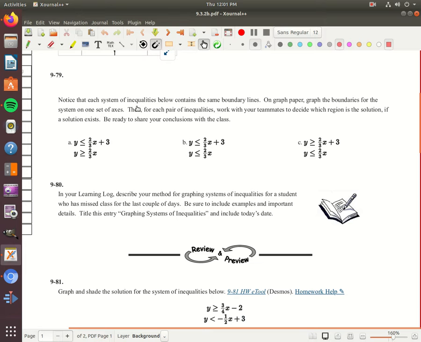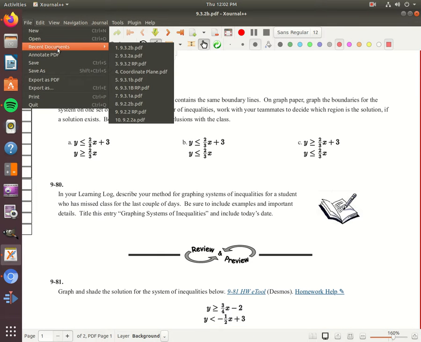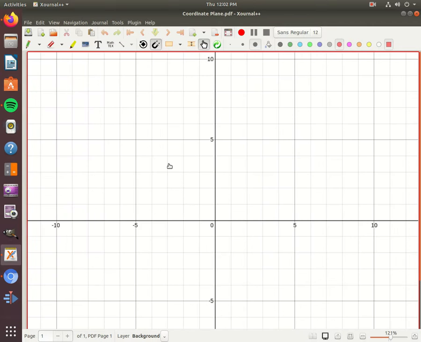So the last problem says, notice that each system of inequalities below contains the same boundary lines. So this is going to be similar to what we did in problem 931, where we had the same graph multiple times, and we just had to shade it differently depending on how they change the inequality sign. So again, I'm going to jump over to a coordinate plane, write down this problem 979, and we'll do it a couple different ways and see what we come up with.